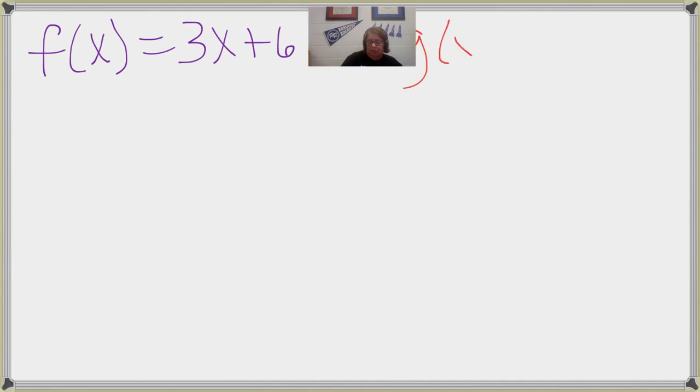Okay, let's look at this one. F of x is 3x plus 6. Let's change color here. Keep it a little more organized. G of x is 1/3 x minus 2.